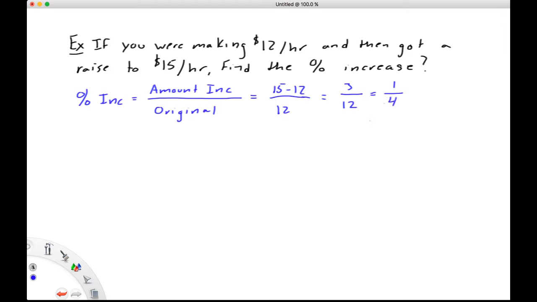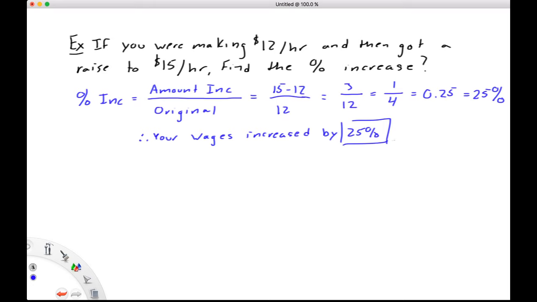Of course, we want to represent this as a percentage, so we can simplify this fraction. This is equal to 1/4, right? 3/12 is the same as a quarter. A quarter is the same as 0.25, right? And we can walk through each of these steps, thinking back to what we did at the very beginning of this section, and say 3/12 is 1/4, which is 0.25, which is 25%. And so, therefore, your wages increased by 25%. And that would be our percent increase.